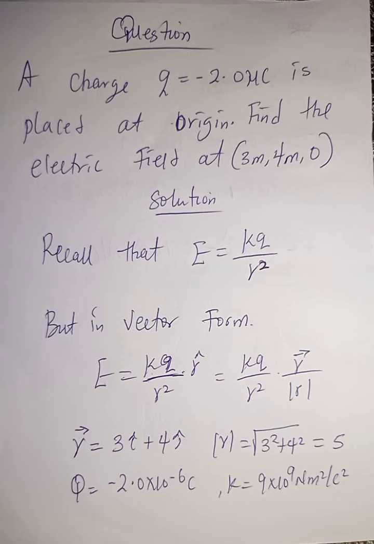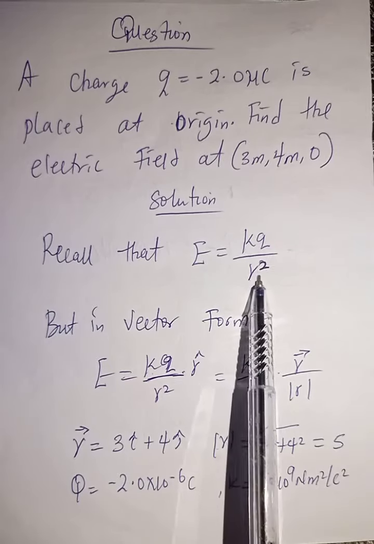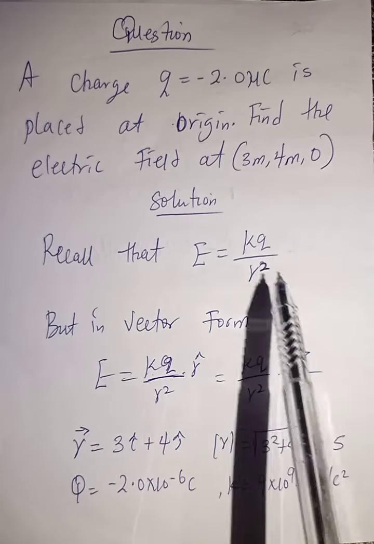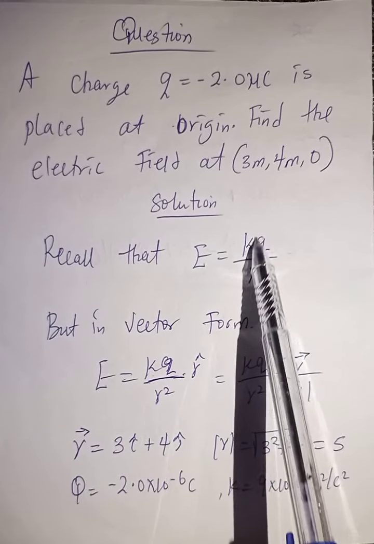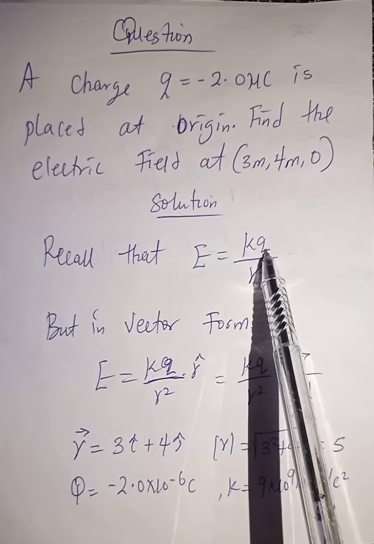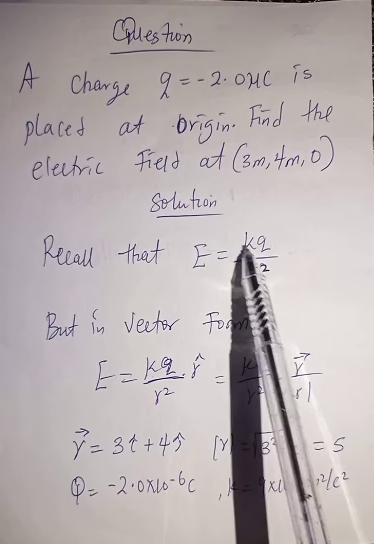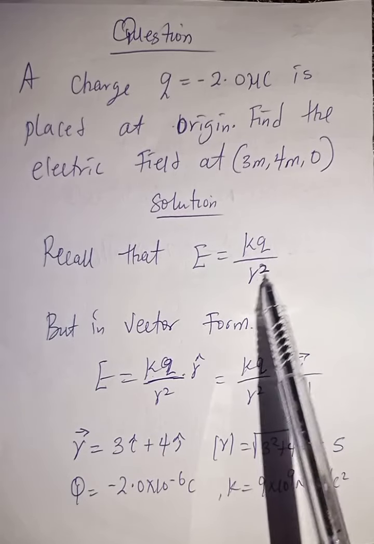Now, recall that electric field is kq over r square. In magnitude, the magnitude of electric field is defined as kq over r square, in which you take the magnitude of this q, multiply by k, and divide by the distance between the field point and the charge, then you square it.